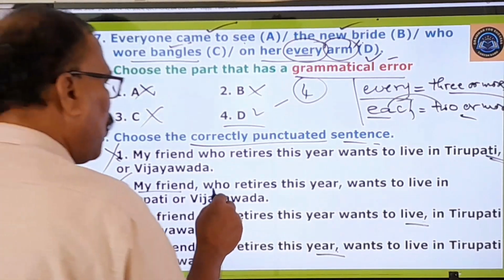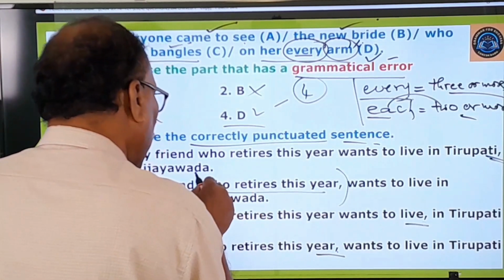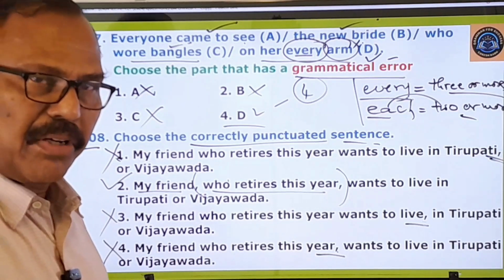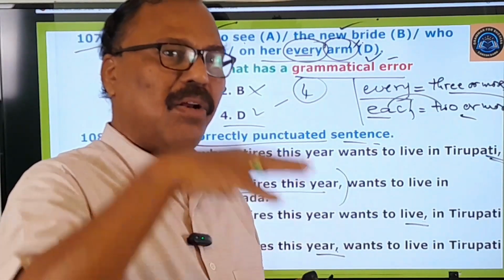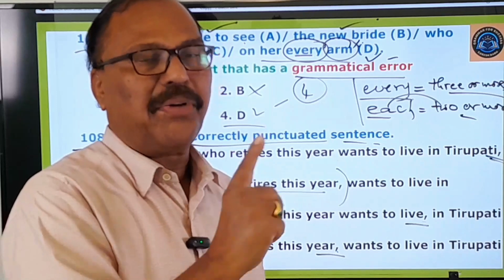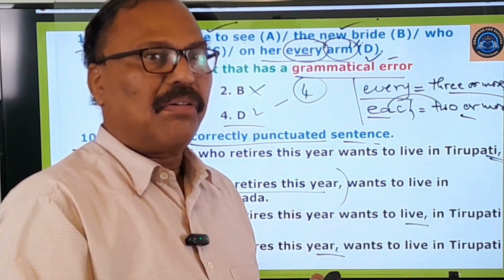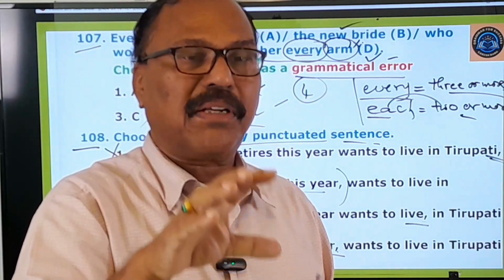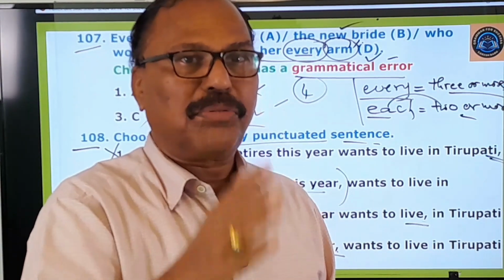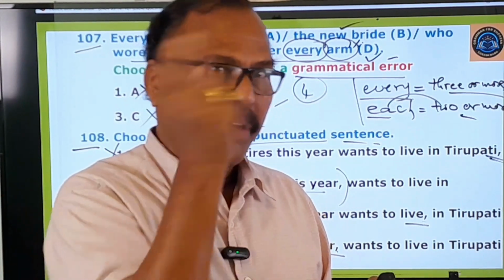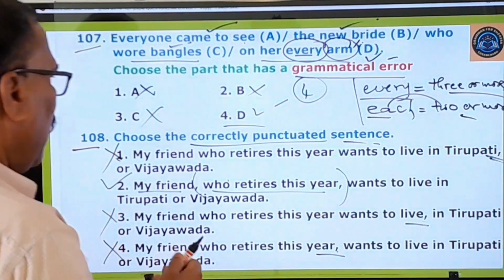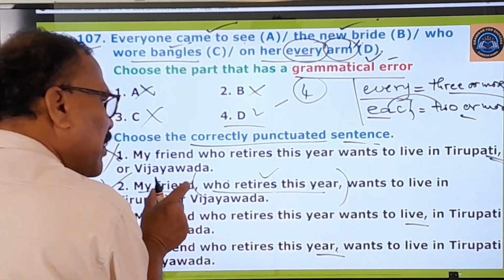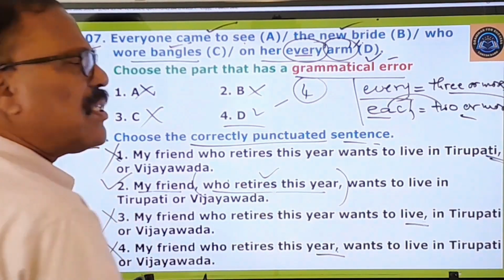Here, my friend who retires this year is what is called a non-defining clause. You now know about defining clauses and non-defining clauses. I have made a video, please watch it, under the title TET and DSC most important grammar topics 1, 2, 3, 4. In one of them you can find this. Even if this clause is not there, the sentence can stand. It is in no way connected with the rest. You are giving additional information, which is not necessary.